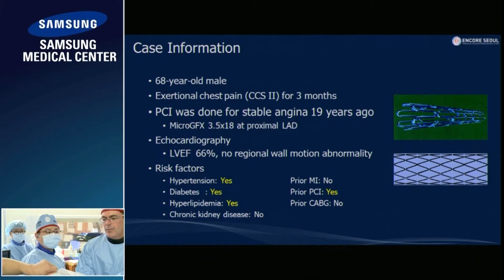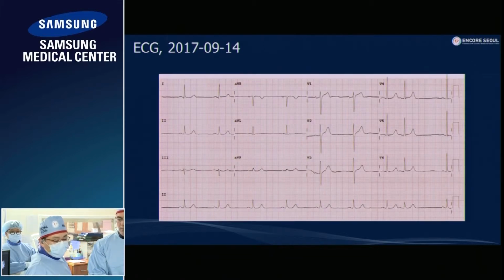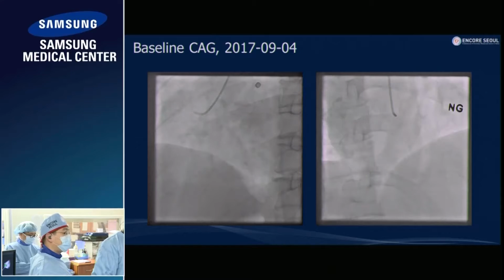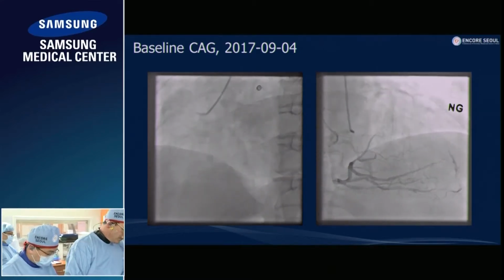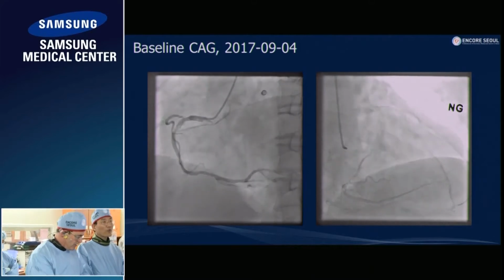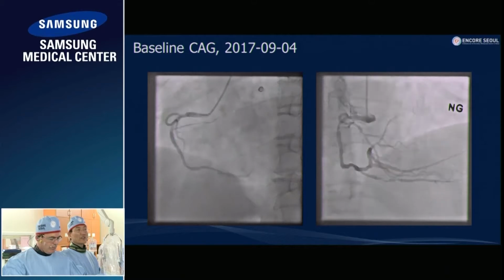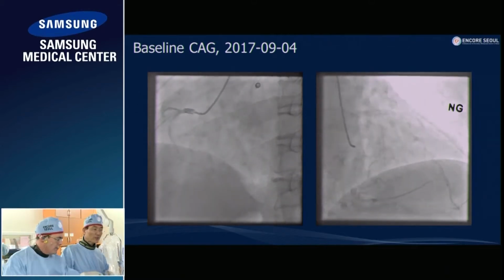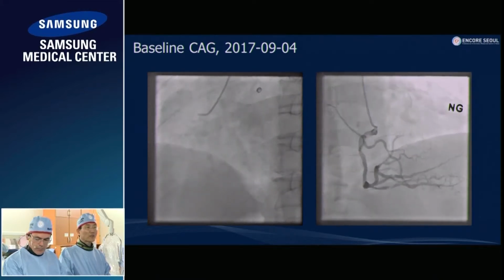Next slide. This is the baseline ECG. There are no significant abnormal findings in this exam. Next slide. So basically, he has had chest pain for 3 months, and the stent was implanted 19 years ago. So it's recently developed pain, or it could be more than that, we don't know by the history.